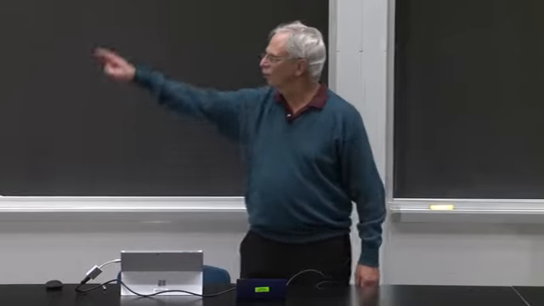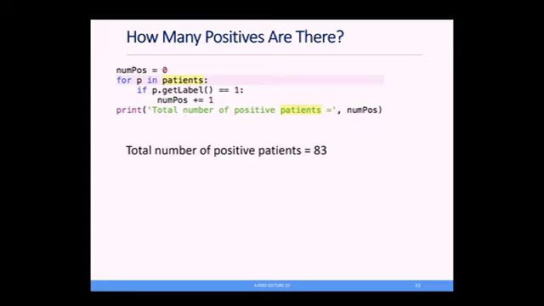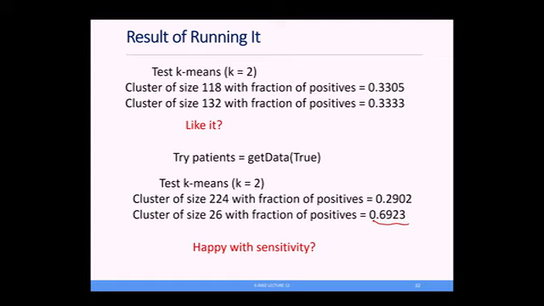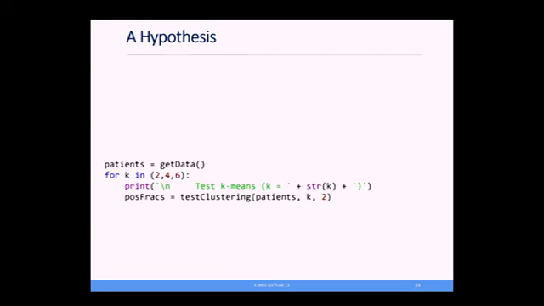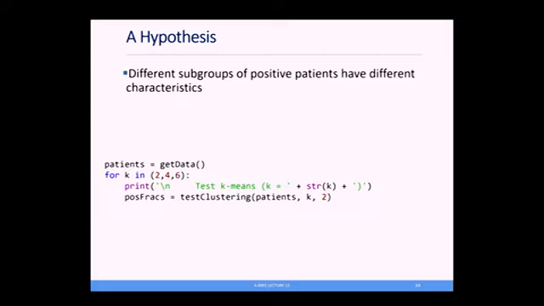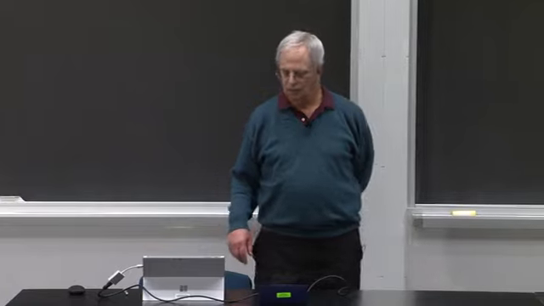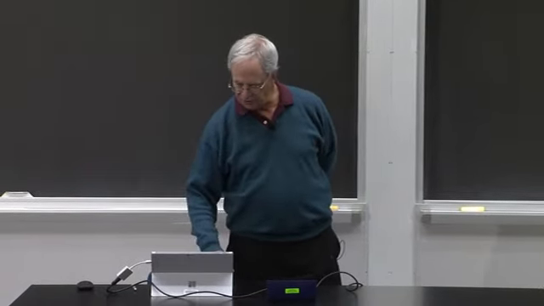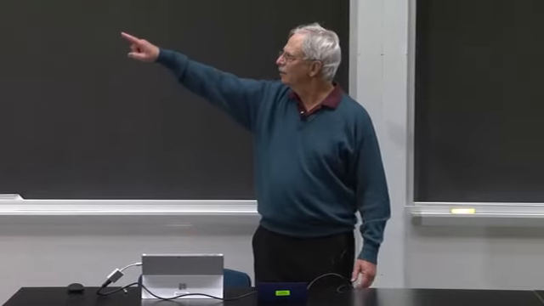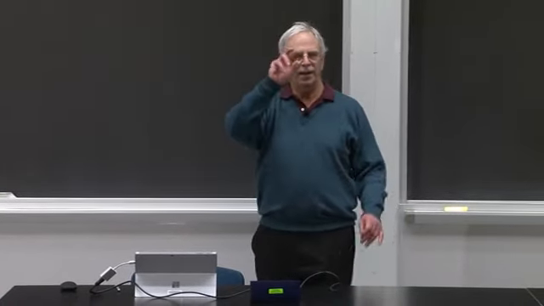And in fact, there are 83 positives. Wrote some code to do that. And so we see that of the 83 positives, only this class, which is 70% positive, only has 26 in it to start with. So I'm clearly missing most of the positives. So why? Well, my hypothesis was that different subgroups of positive patients have different characteristics. And so we could test this by trying other values of k to see if we would get more clusters.